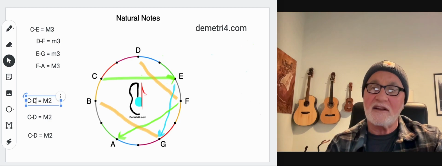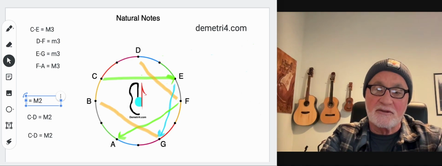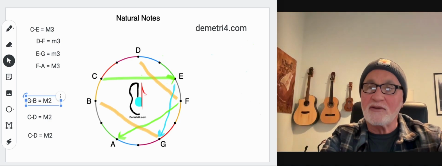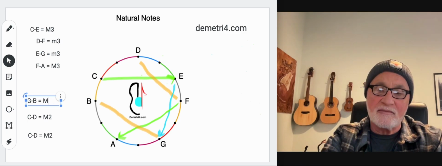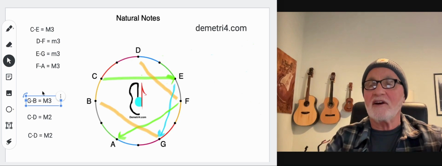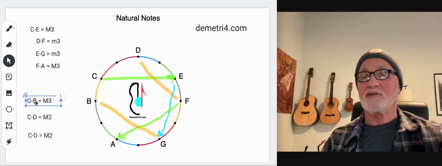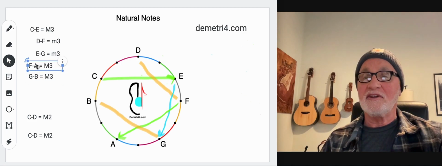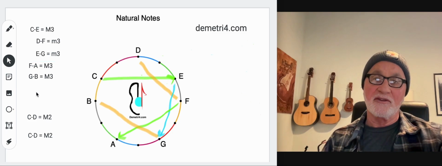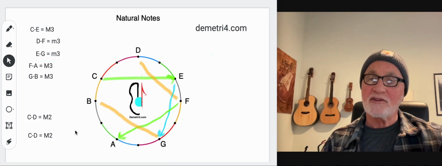That makes that a major third. So you can see the C, the F, and the G third intervals are the same, whereas the D and the E third intervals are different. Okay, so we got a couple more left.